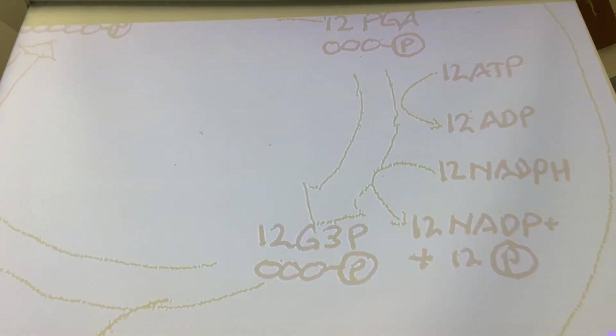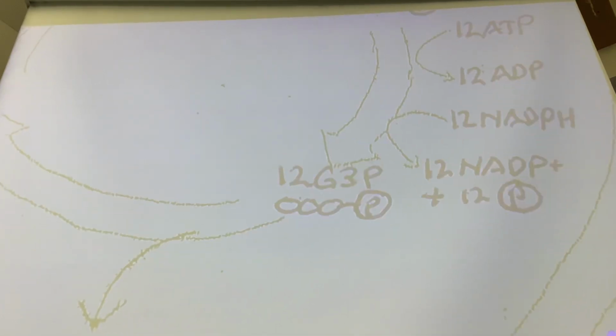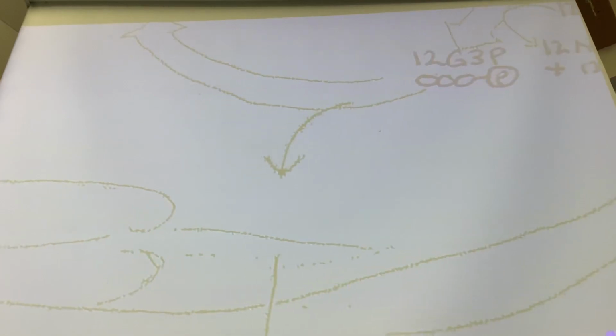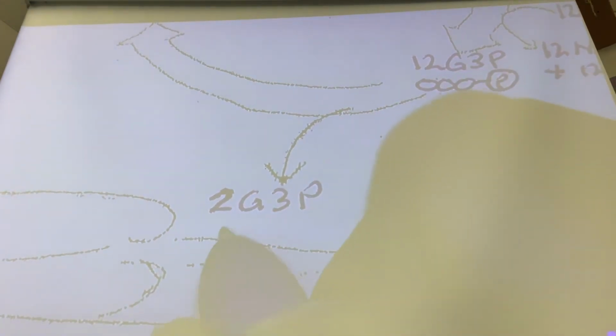Now you might say, well, what's the difference? The difference is the hydrogens. All those hydrogens that we harvested from breaking the water are getting placed into the molecule. PGA doesn't have the hydrogens, but G3P does. Now, of the 12 G3P that I've painstakingly made here, 2 are excess. So I've got 2 G3P.